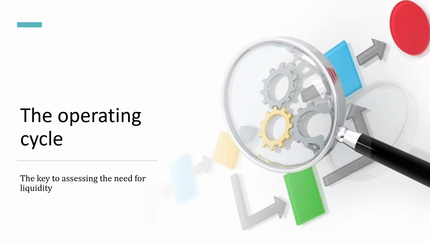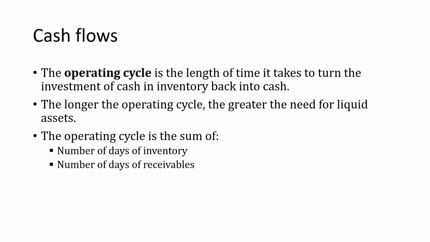Now, before we look at liquidity ratios, what we want to do is look at a firm's operating cycle. Understanding the operating cycle, which is how long cash is tied up in the firm, is essential for understanding the need for liquidity. Now, the operating cycle involves cash flows, and specifically the operating cycle is how long it takes to turn an investment cash in inventory back into cash.